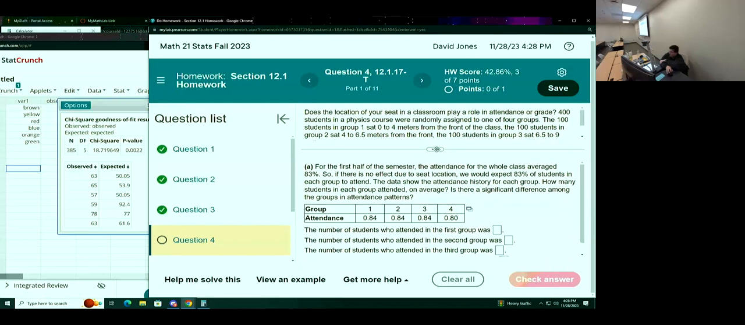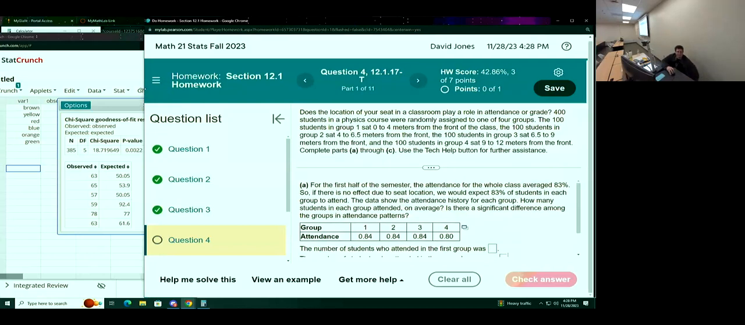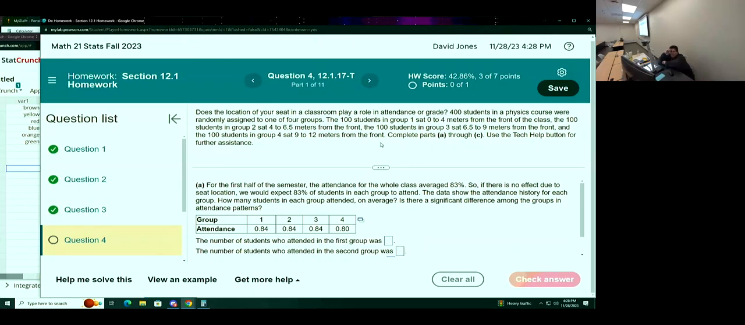Okay, this one's a pain, so we're gonna do this one too. So question number 4. Does the location of your seat in a classroom play a role in attendance or grade? 400 students in a physics course were randomly assigned to 1 to 4 groups. This is on the class seat location problem. I know you can't see what I'm writing, but you can see it on the screen up here.